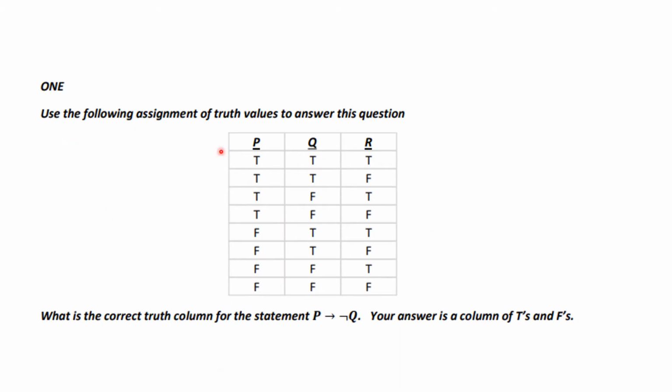So here you're supposed to use these assignments of truth values to answer this question. And what is the correct truth column for P implies not Q? And your answer should be a column of T's and F's in the answer sheet in the assessment tab.